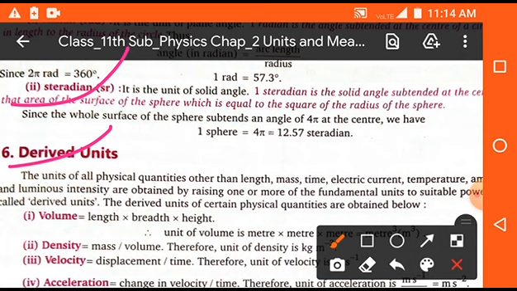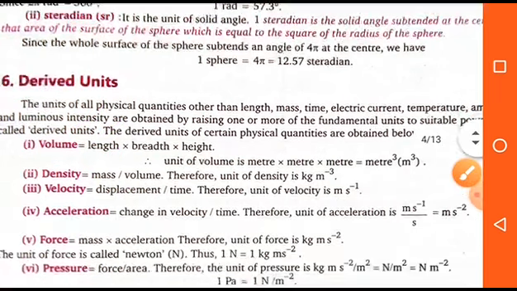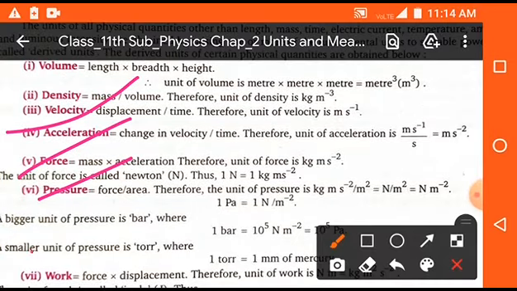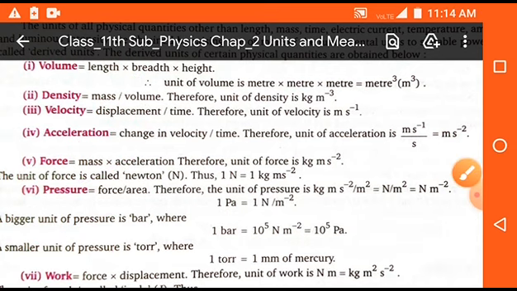Okay, student, we will discuss derived units. So first of all, what is a derived unit? Derived units are those units which are derived with the help of fundamental quantities, and they depend on the fundamental quantities. There are a number of derived physical quantities like volume, density, velocity, acceleration, force, work, pressure, impulse. So these are examples of derived physical quantities. Clear? Okay, students.